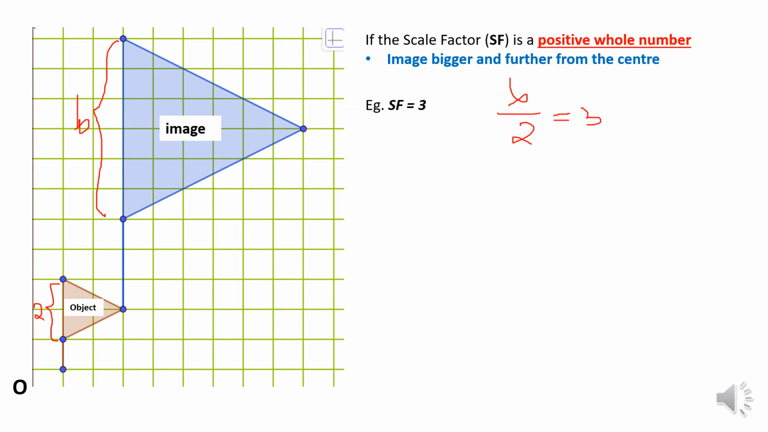Or ideally, you can even take this distance here, and by that distance you still get the same thing. But you can't take these slant lines because it's not going to work out like that. So you expect the center, then the object, and you're going to see the image a bit further away. When the scale factor is a positive whole number, you're going to have the center, the object, and an image. The image is much bigger, and it's much further from your center. Very important that you remember that.